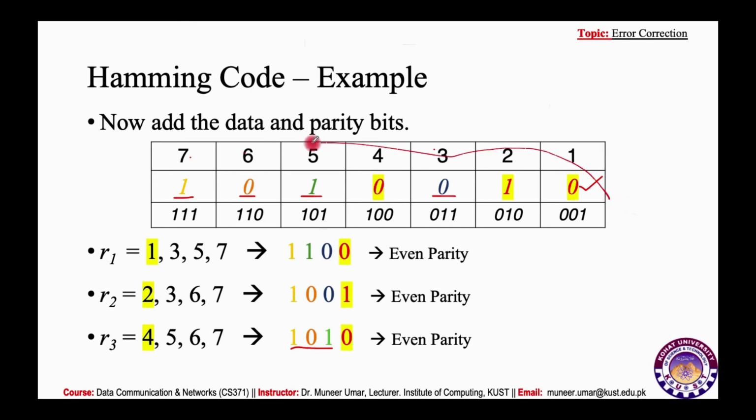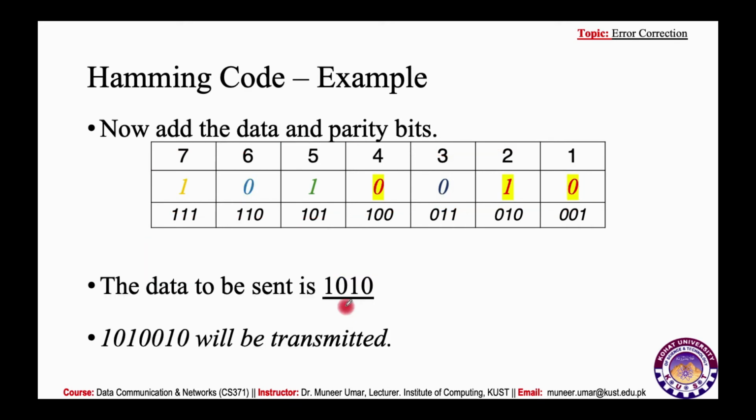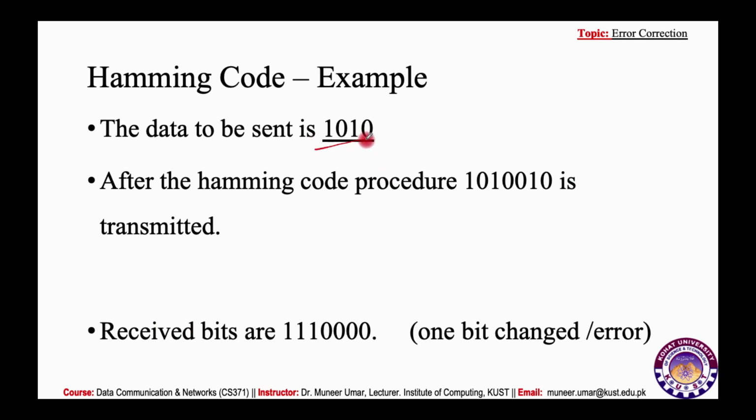So this is the code word calculated by using the Hamming code algorithm. The data to be sent is 1010, and after the entire procedure of the Hamming code algorithm generation, this data will be transmitted. This is the code word generated by the Hamming code algorithm. This one is the data, this one is the Hamming code word, and the received data, for example, let's say is this one. Now if you look into this data, it has an error. This one bit is different from the sent. And we can say that this is a single bit error.